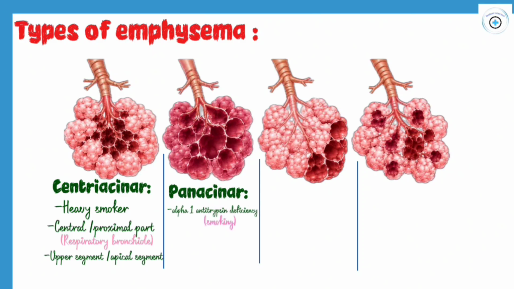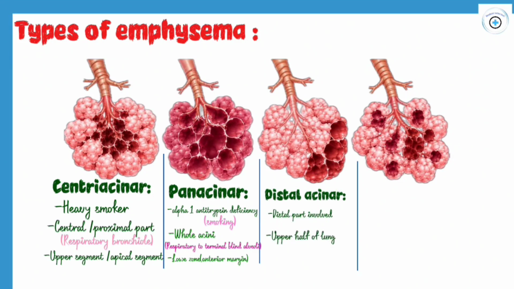Panacinar emphysema involves people with alpha-1 antitrypsin deficiency. Aggravation occurs due to smoking. Whole acini, from respiratory bronchiole to terminal blind alveoli, is affected. In case of distal acinar emphysema, distal part of acini and upper half of lung is likely involved, while in irregular emphysema, irregular involvement associated with scarring is present.